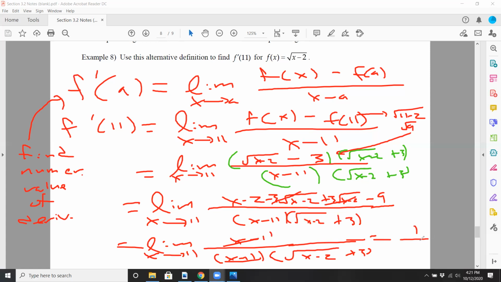So now you've got 1 over root x minus 2 plus 3, and I have to tuck in that limit notation. Can't get lazy about it. Now I can plug in 11. If I do that, I get 1 over root 11 minus 2 plus 3. That's 1 over 3 plus 3. So I get 1/6 as my answer. That's how that goes, and we'll do some practice on the worksheets. We'll do some worksheets, I think, for homework after Wednesday's class. So that's the alternative definition of the derivative.